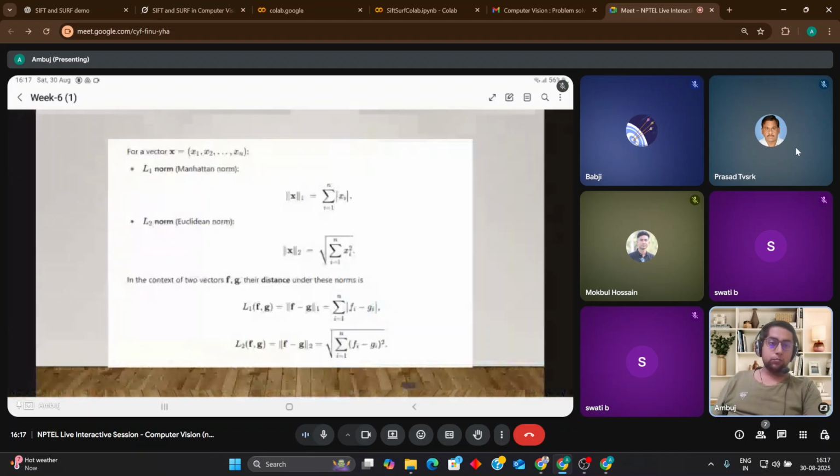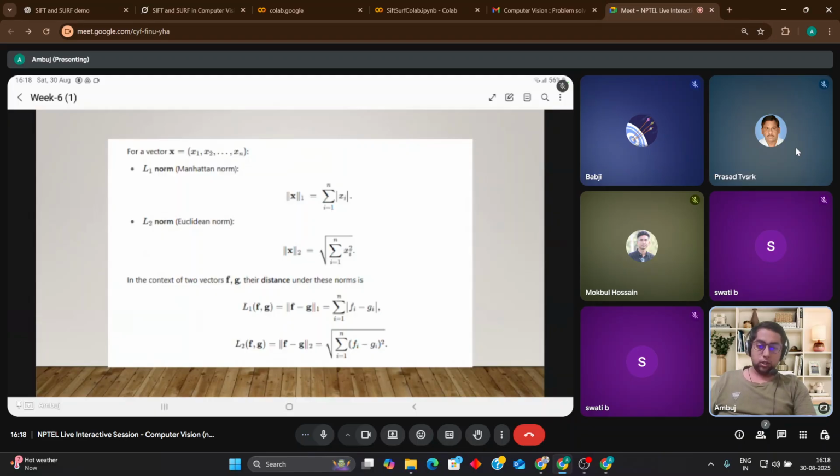So the L1 norm is the Manhattan norm, which is defined as the summation of the absolute values xi, and the L2 norm is the Euclidean norm, which is defined as the sum of all the squares, and at the end you have to take the square root. In this case, two vectors have been given, f and g. The L1 norm will be the differences of the values, and after that you take individual mods and then sum the values. In the L2 case, you square all these values, sum them, and take the square root.